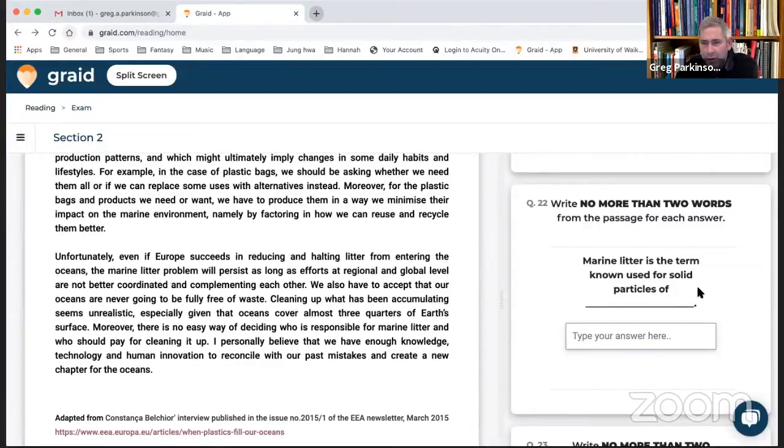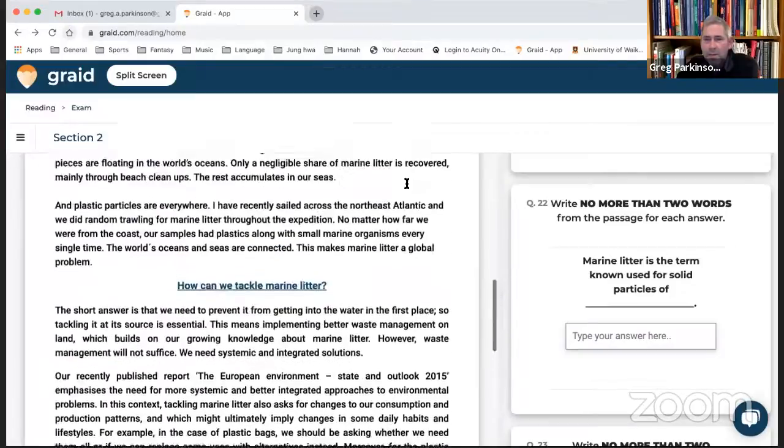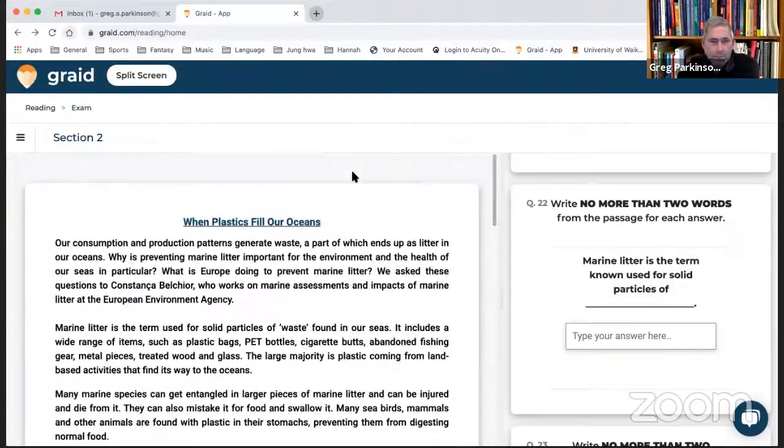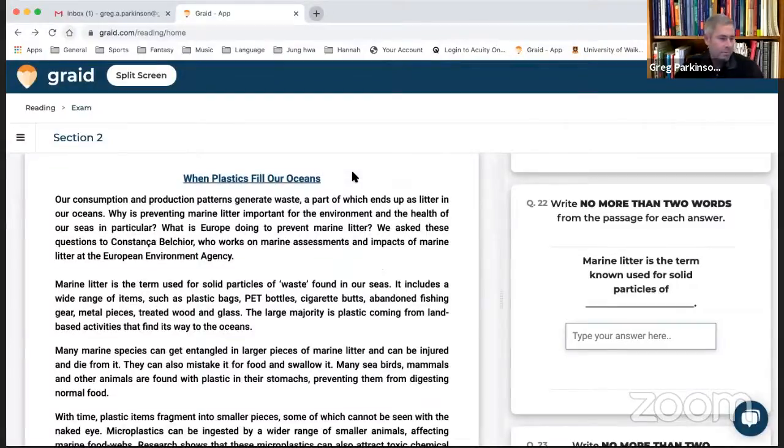So we know that the blank must at least have one noun, right? So of preposition is going to be for a noun. Let's go right up to the top. The words I'm going to be scanning for are solid particles. Okay, maybe you saw it before me, but right here. So marine litter is the term used for solid particles of waste.